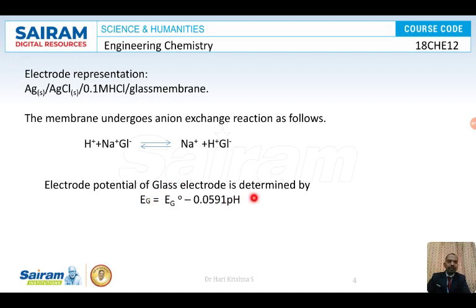Since we don't have the Nernst equation here, we don't have the derivation of this, we're going to just give the electrode potential. The electrode potential of the glass electrode is determined by Eg equals Eg naught minus 0.0591 pH, where Eg naught is a constant. It is the sum of E Ag/AgCl, that is the internal reference electrode, the asymmetric potential, and K. You might ask, what is asymmetric potential?